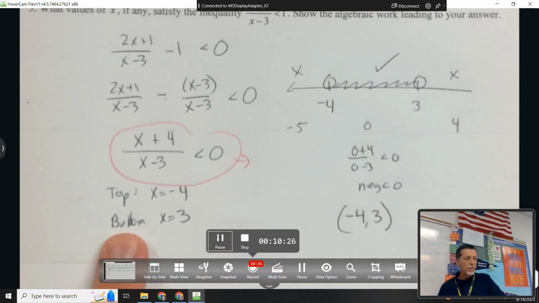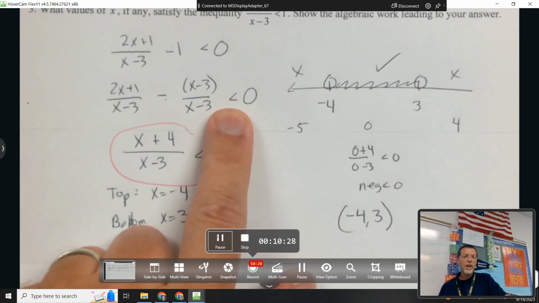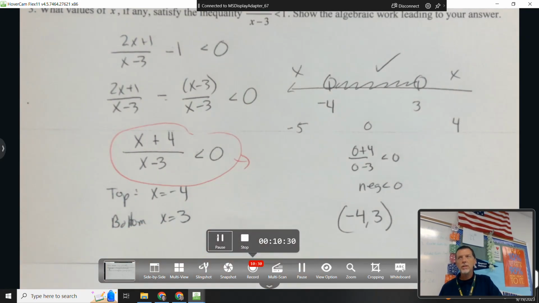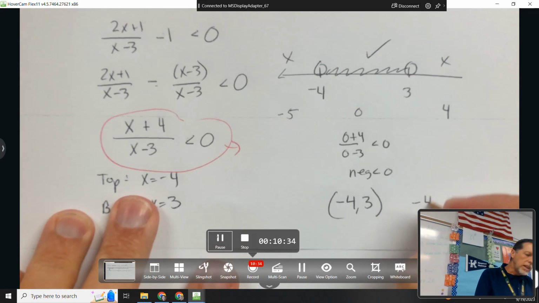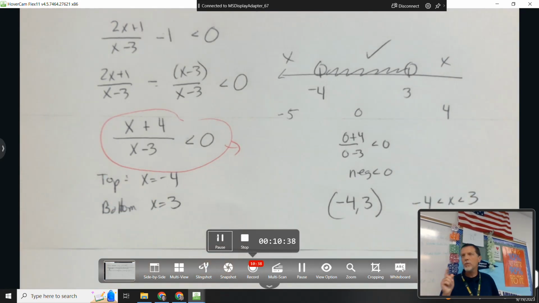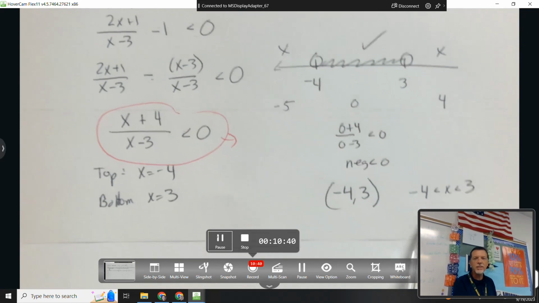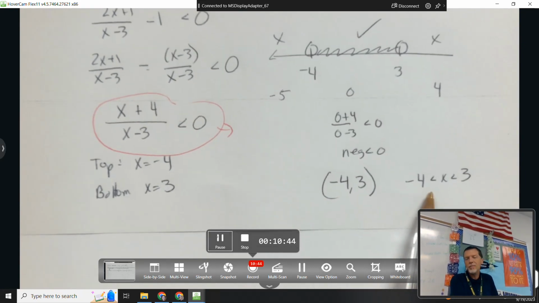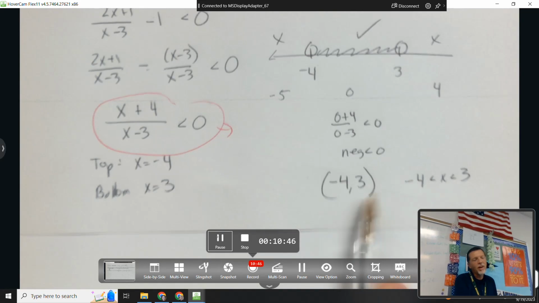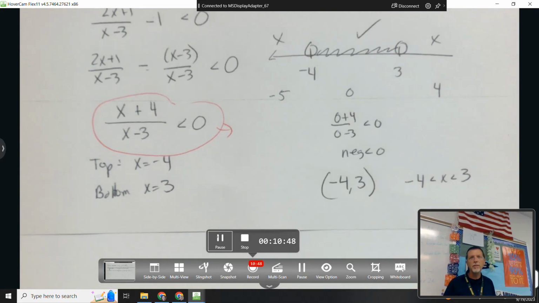Never include the bottom zeros. This one doesn't have an equal sign, so I wouldn't include the top. Can you write it as negative 4 is less than x is less than 3? Yes, be careful. On the quiz, remember, specified inequality notation versus interval notation. So if it doesn't specify, then it doesn't matter. But if it does specify, then obviously make sure you give the right format.